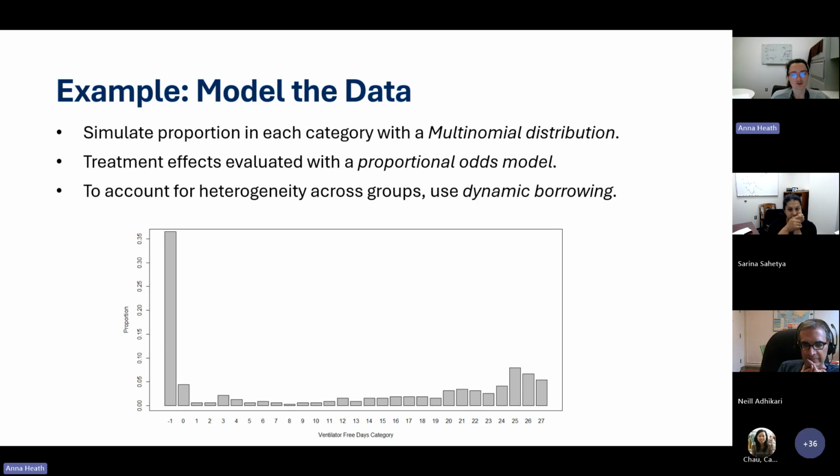And then we evaluate the treatment effects using a proportional odds model. So we have that model, we can set it up, and then to account for heterogeneity across the subgroups, we're going to use dynamic borrowing. So we have a proportional odds treatment effect in both severity states, and we essentially pool or not across those 2 severity states using dynamic borrowing. So that's our statistical model for the data and our simulation method for the data.